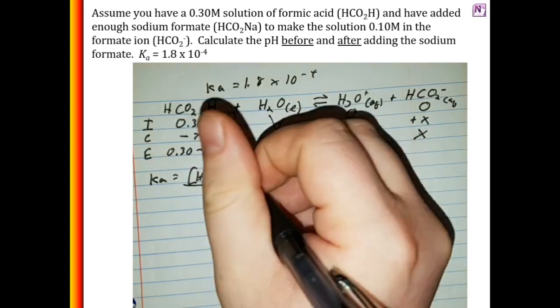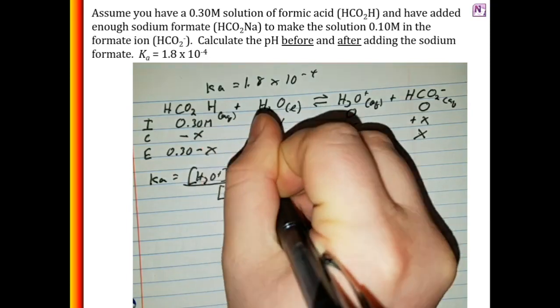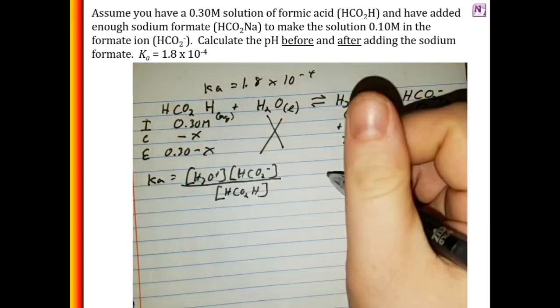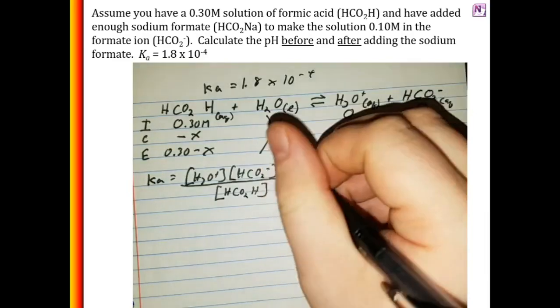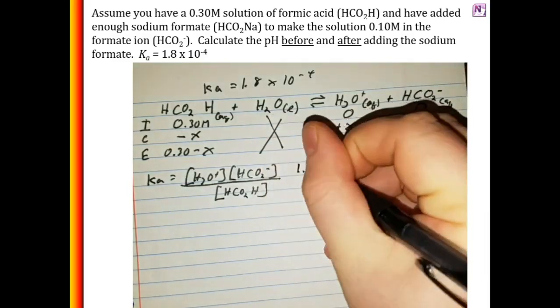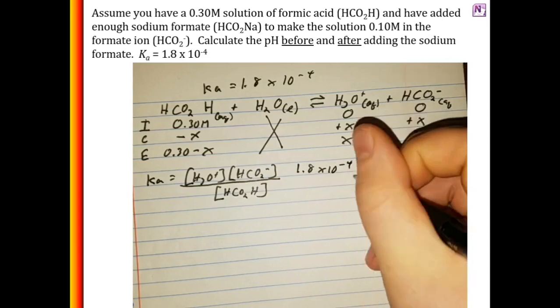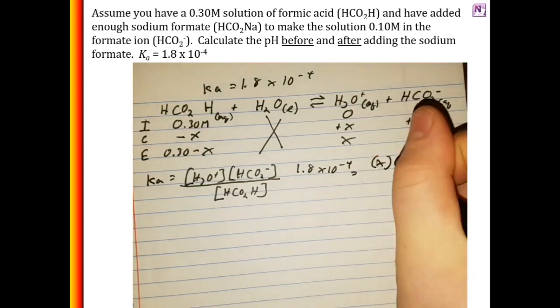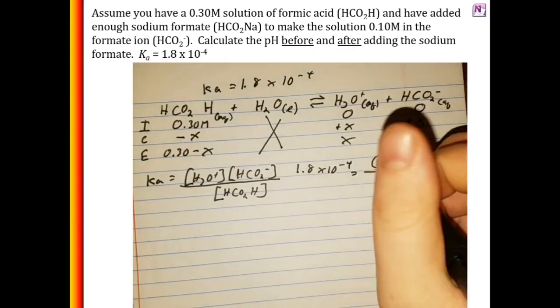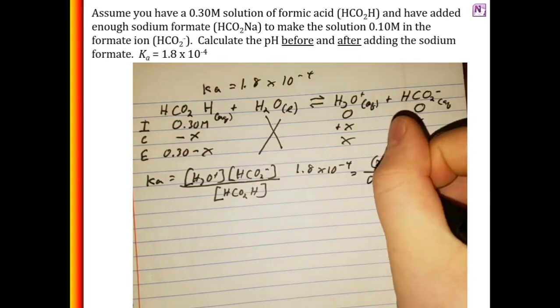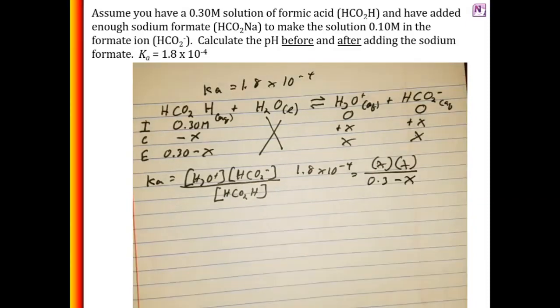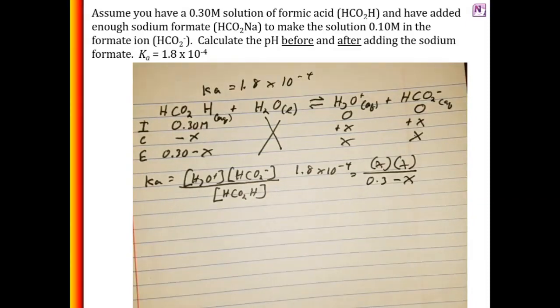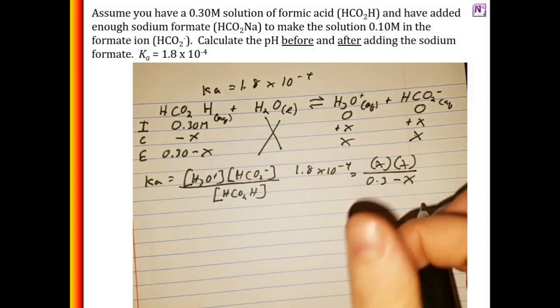Okay, so now we just need to set this up in terms of X. So we're going to say that 1.8 times 10 to the minus 4 is equal to X times X over 0.3 minus X. Okay, here since I have a small Ka and I'm dealing with a weak acid, I can make my assumption, so I can make this simply equal to X squared over 0.3.